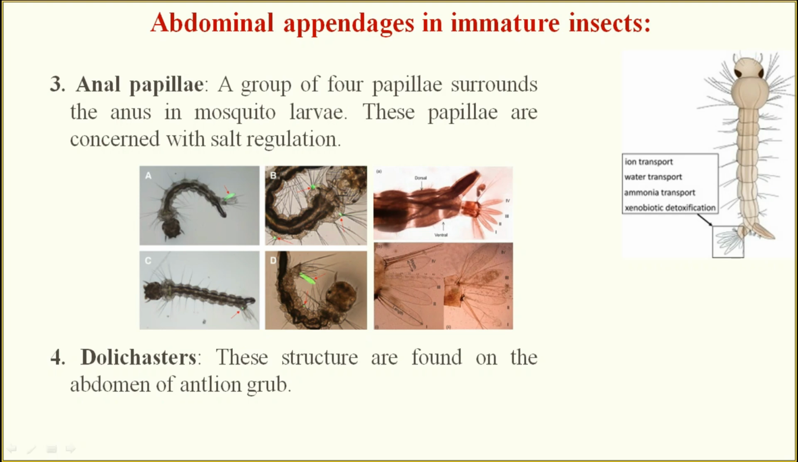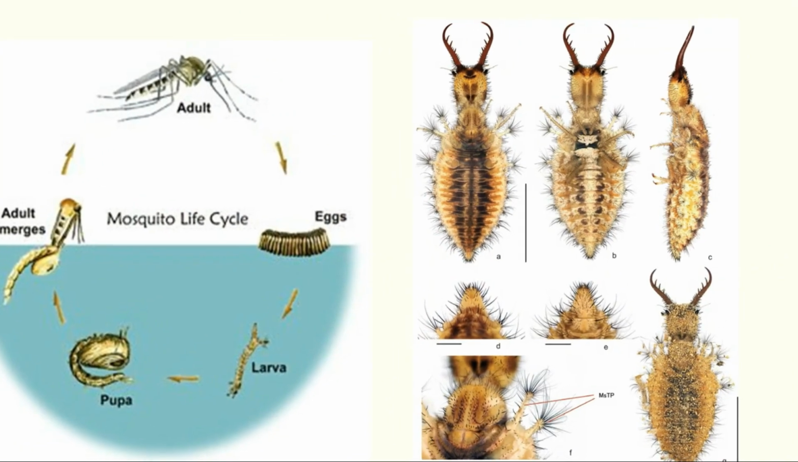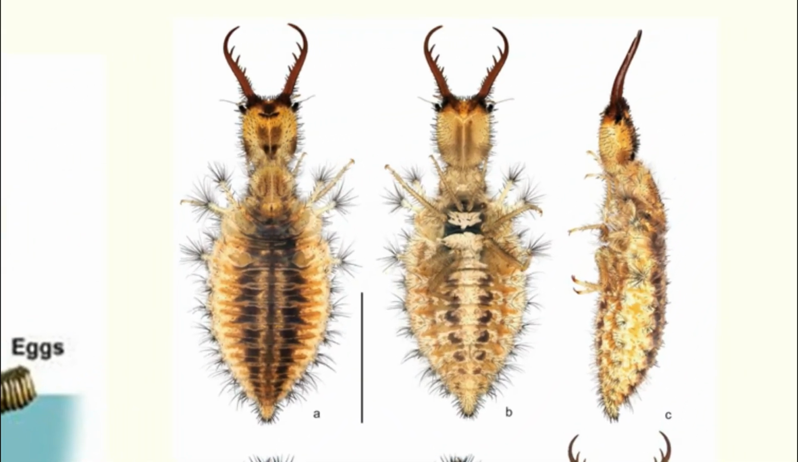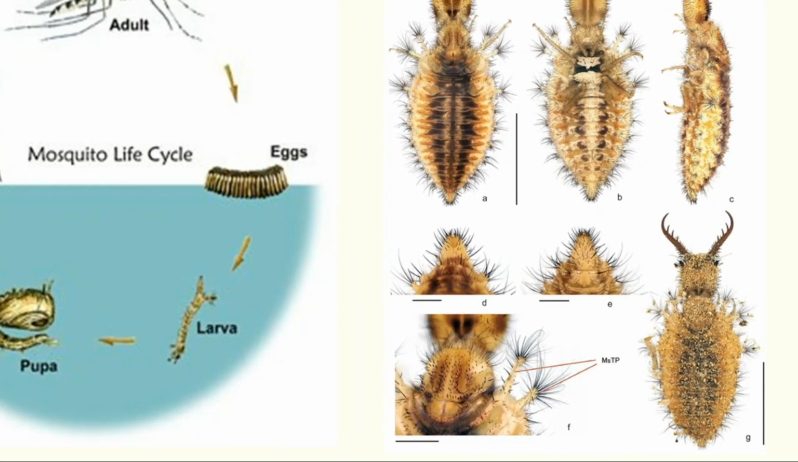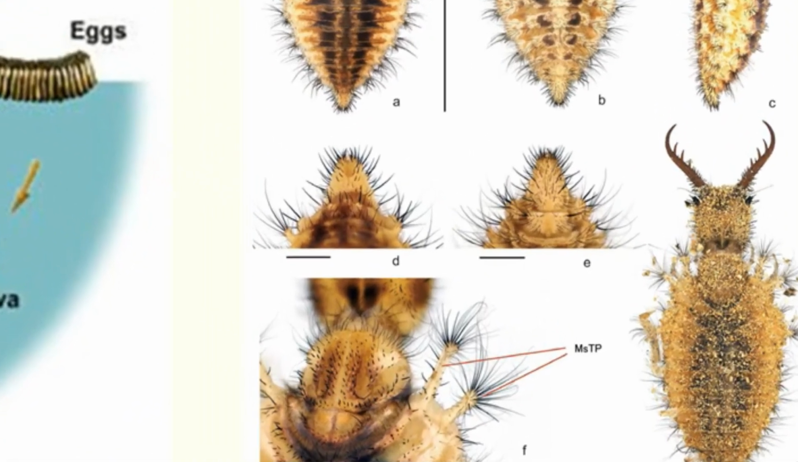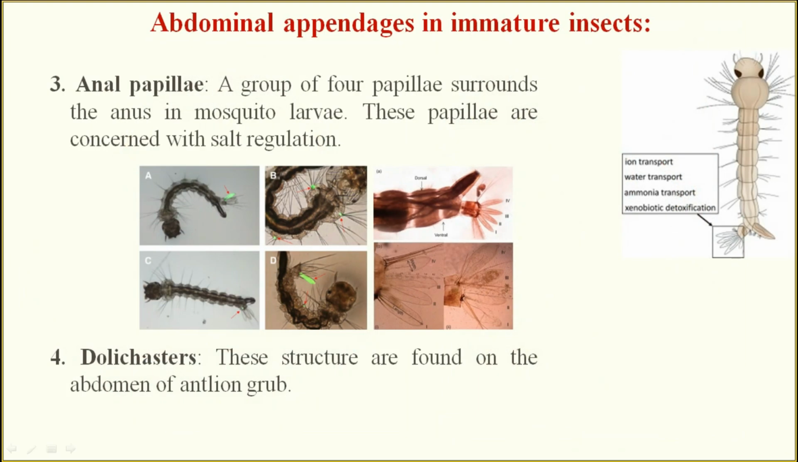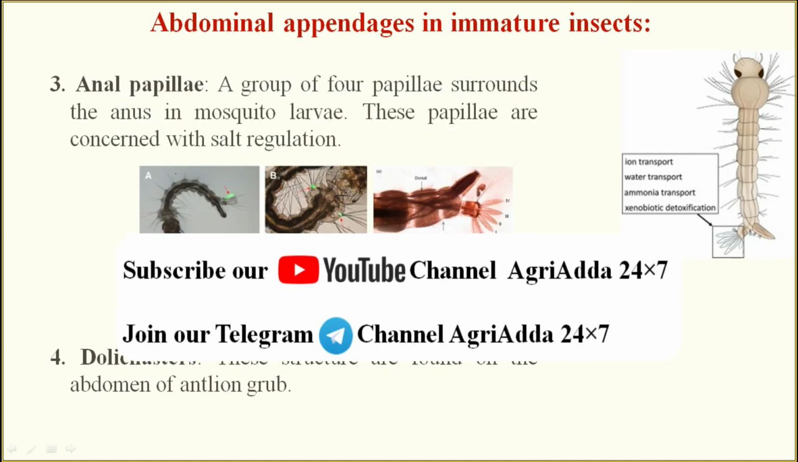Next you see dolichaster. These are structures found on the abdomen of antlion grub. Okay, you see, this is the larva of mosquito, and at the end, anal papillae will be there. Always they will try to stay in an inverted shape, not like this. They will be inverted, with anal papillae towards the upside.